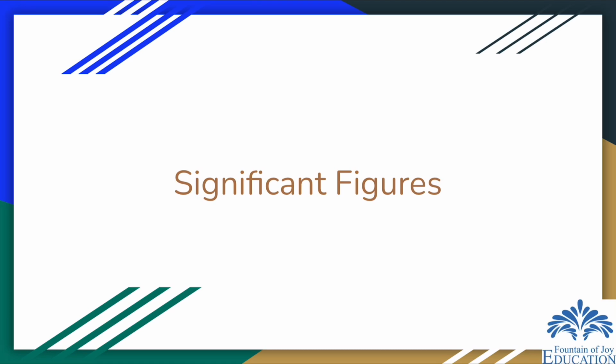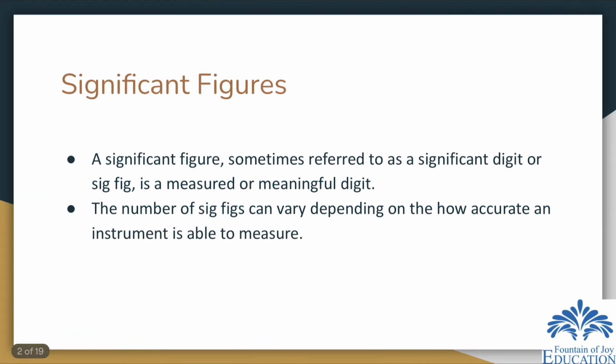Hello everyone. In today's video, I'm going to discuss significant figures. A significant figure, sometimes referred to as a significant digit, or simply sig fig, is a measured or meaningful digit of a number. The number of sig figs can vary depending on how accurate an instrument is able to measure.